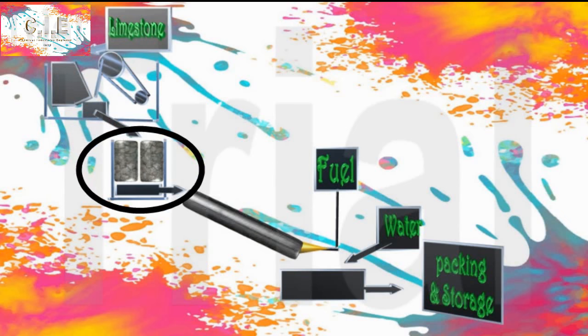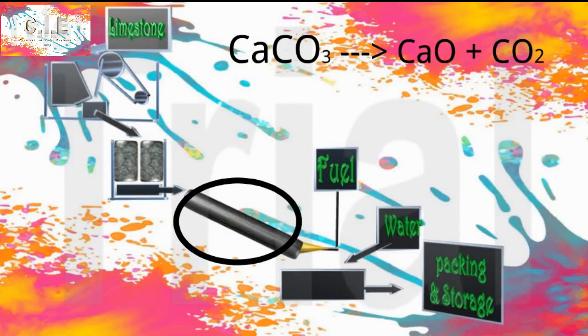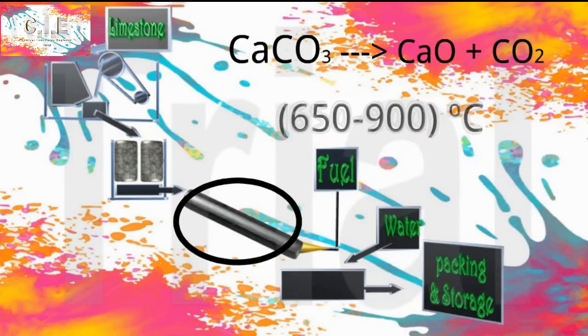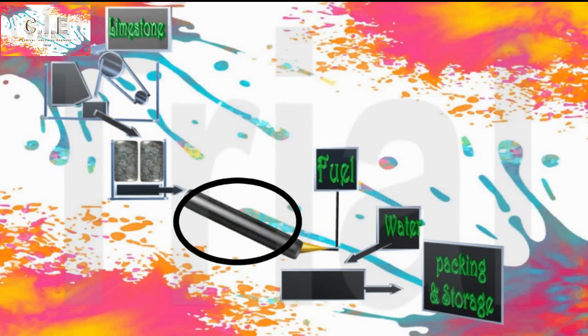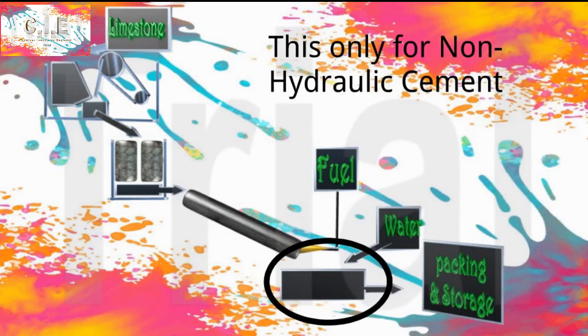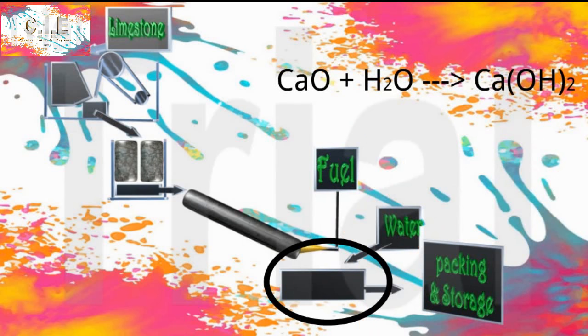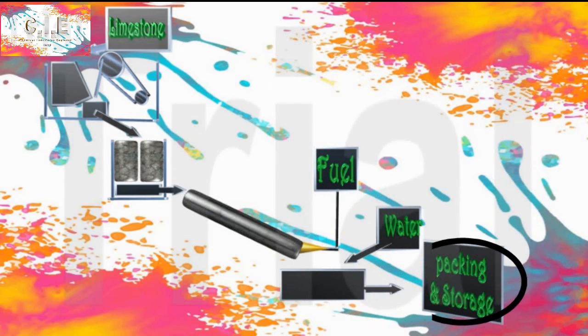Then it enters the burning step to do the calcining process to convert calcium carbonate to calcium oxide and carbon dioxide at 650 to 900 degrees Celsius. Up to this step, the process of hydraulic and non-hydraulic cement is the same, but the next step is different, where in non-hydraulic cement, the water is added to the calcium oxide to produce calcium hydroxide, and then bagging and packaging and go to storage.